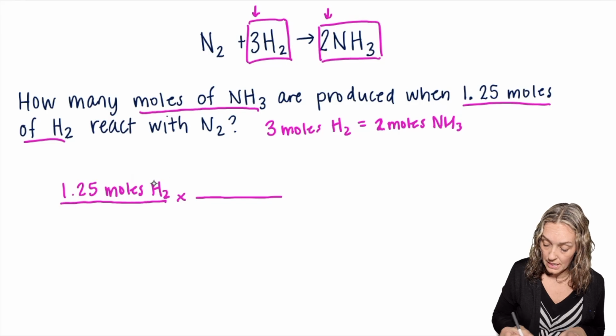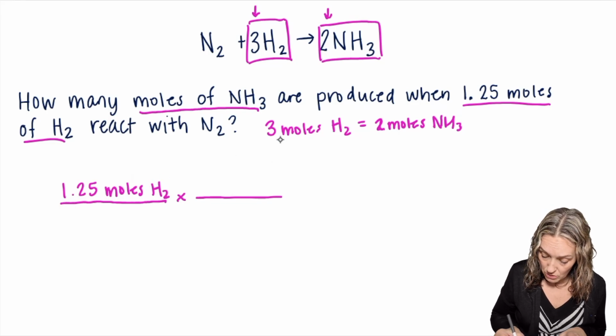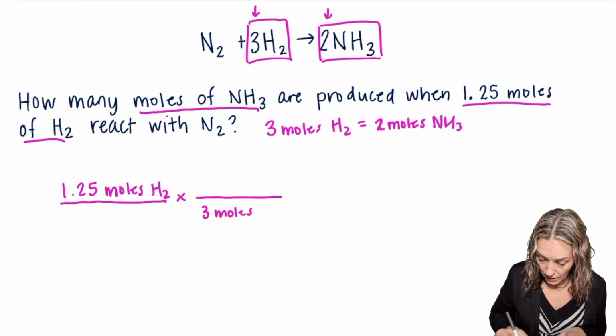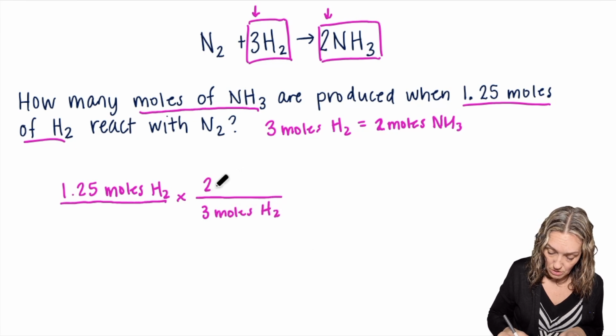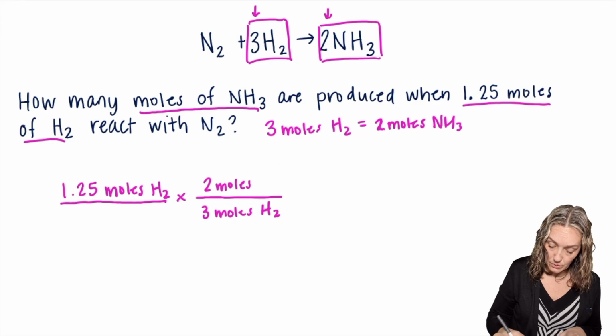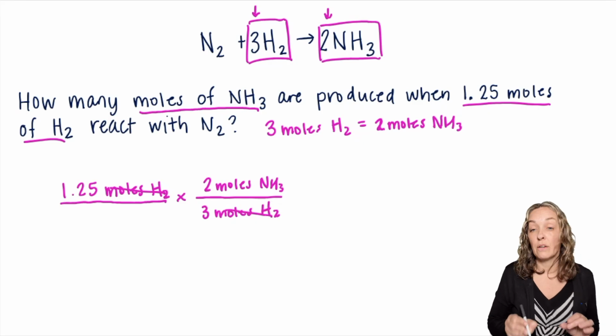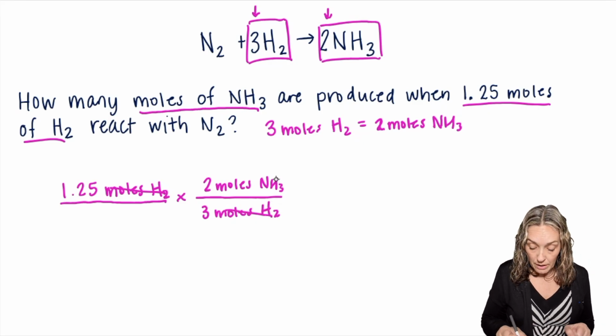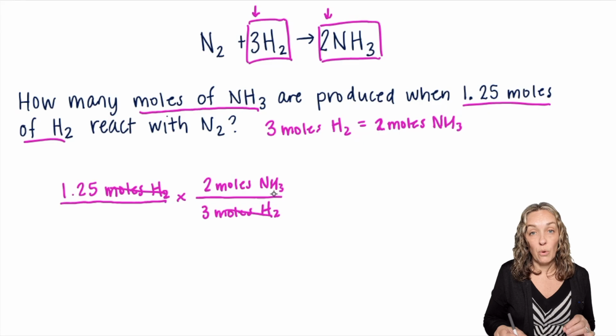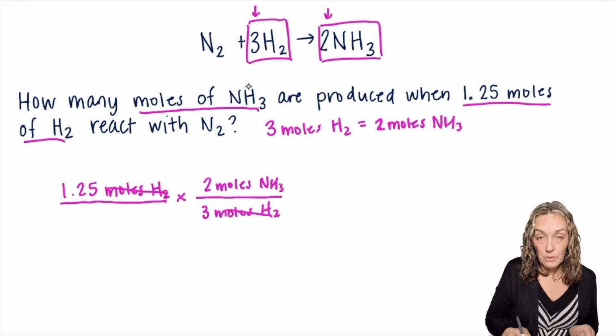Since I have moles of H2 on the top, I need moles of H2 on the bottom, and the number that goes with that is 3. For every 3 moles of H2, I am going to produce 2 moles of NH3. My moles of H2 cancel out with my moles of H2. All I'm left with now is the unit of moles of NH3, and that's exactly what the problem asked me for, so I'm done.